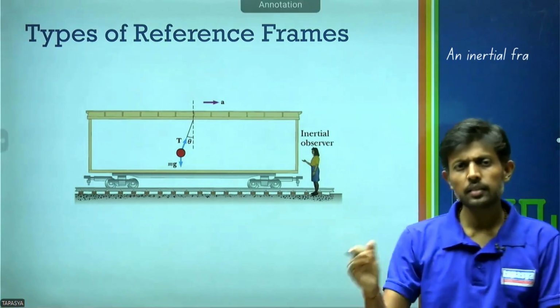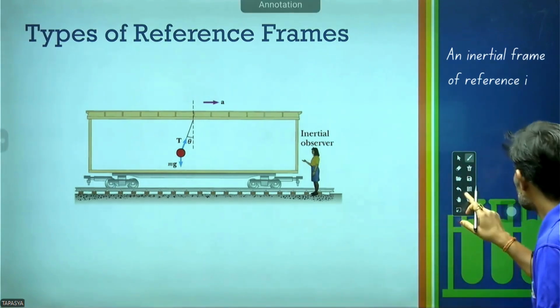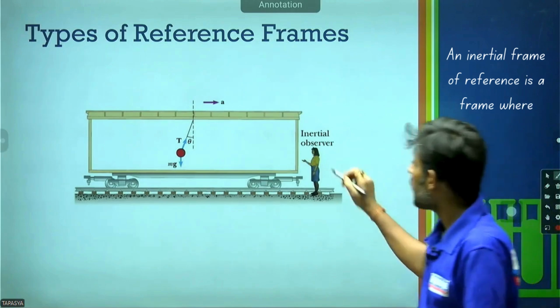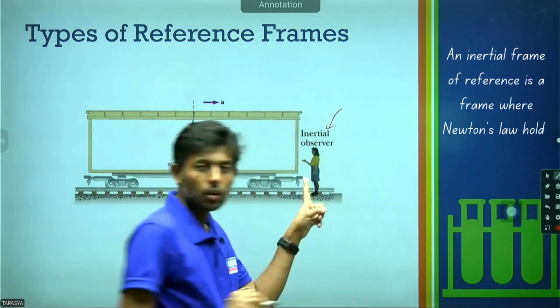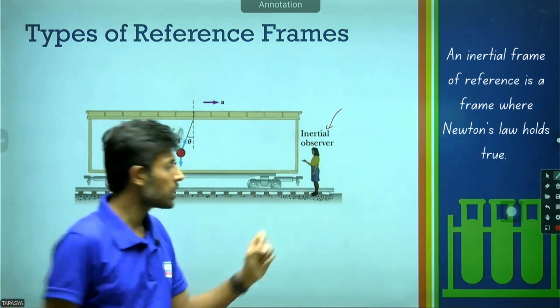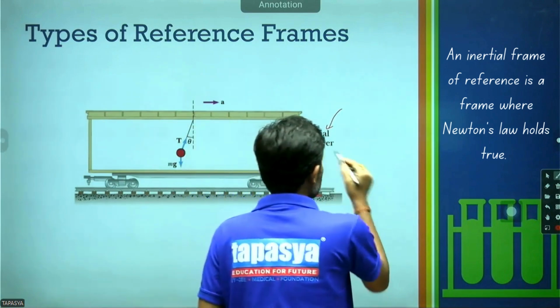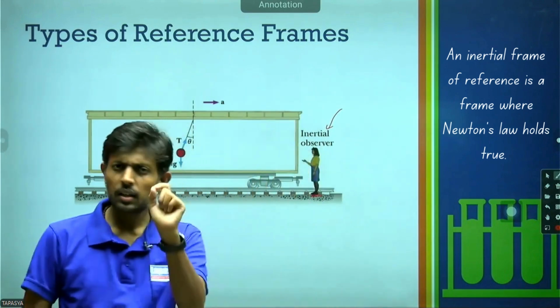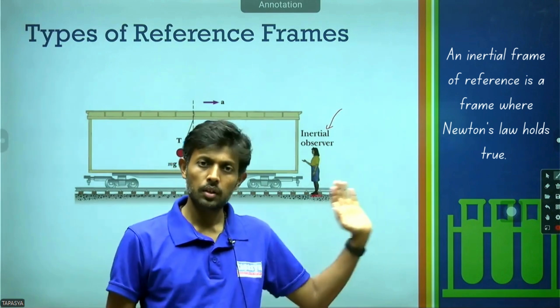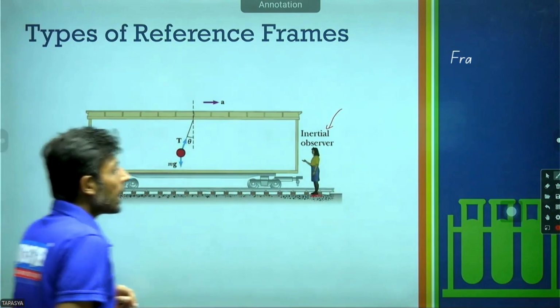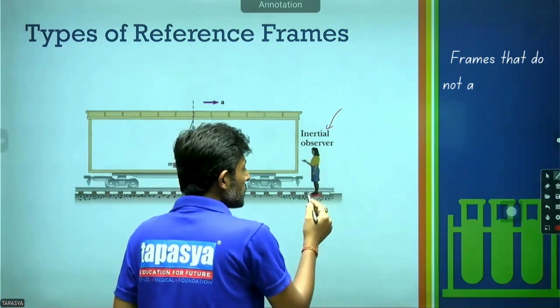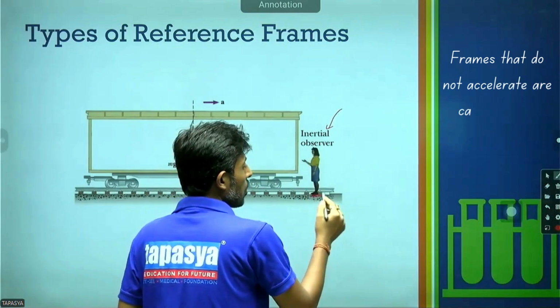Let's use another example. Here we have an inertial observer. If we are looking from this reference frame, that means the reference frame of this girl, this reference frame is an inertial reference frame because the girl is at rest with respect to the ground.